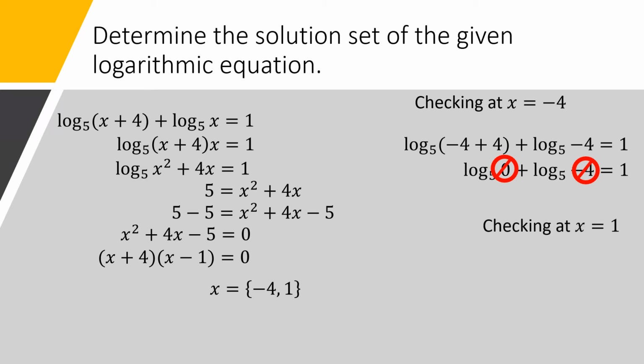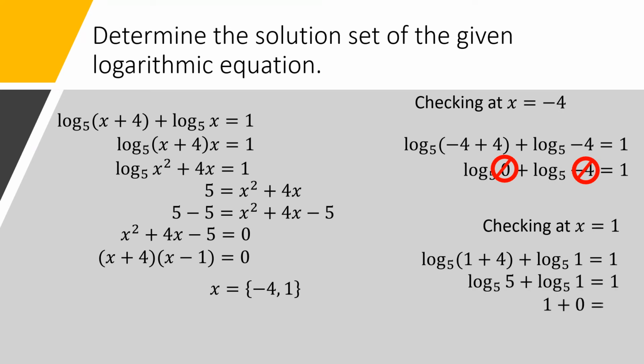Let's try x equals 1. So, substitute. Okay. And, of course, we have this one and that one. If the base and the argument are the same, then that's equal to 1. If the argument is equal to 1, the logarithm is equal to 0. So 1 plus 0 equals 1.